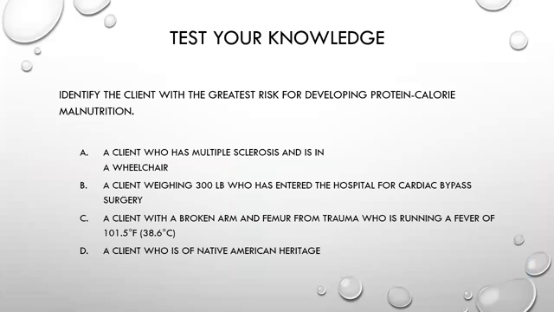All right, test your knowledge. Let's identify the client with the greatest risk for developing protein calorie malnutrition. A, a client who has multiple sclerosis and is in a wheelchair. B, a client weighing 300 pounds who has entered the hospital for cardiac bypass surgery. C, a client with a broken arm and femur from trauma who is running a fever of 101.5 degrees Fahrenheit. Or D, a client who is of Native American heritage.